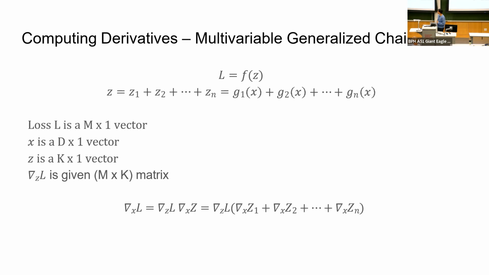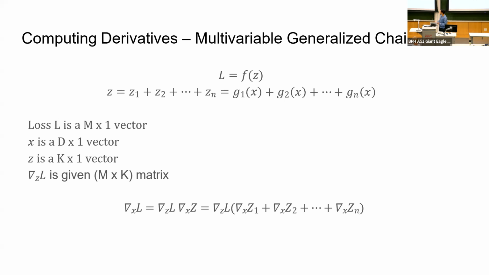All right, so computing derivatives of multivariable functions: the generalized chain rule. We have a function which computes the loss after taking an output z. Z is a combination of different elements, z1, z2 through zn, and every z is a function of x in a different way. So we have gi of x for every z that we have. The loss here is an m by 1 vector, and x is a d by 1 vector.